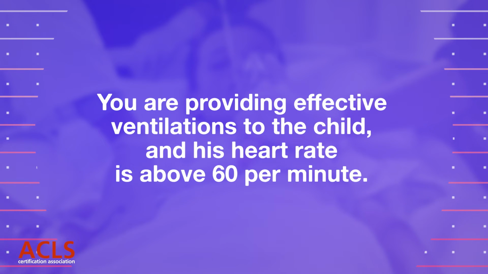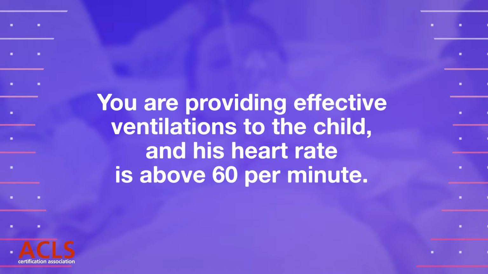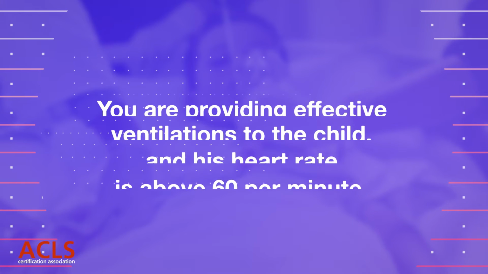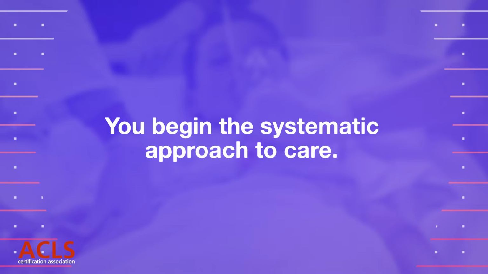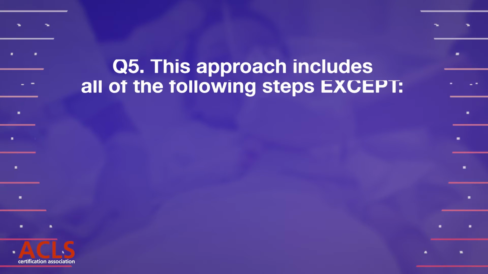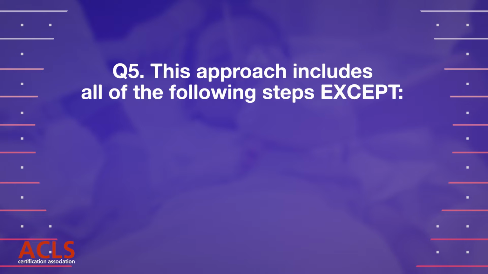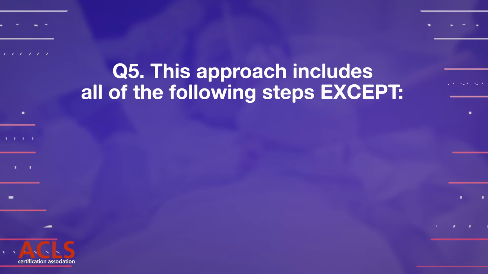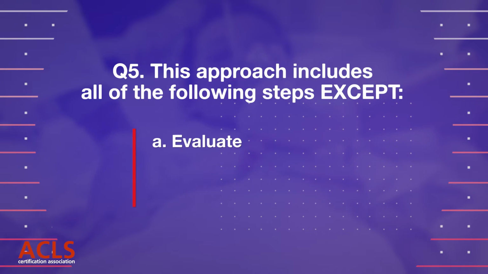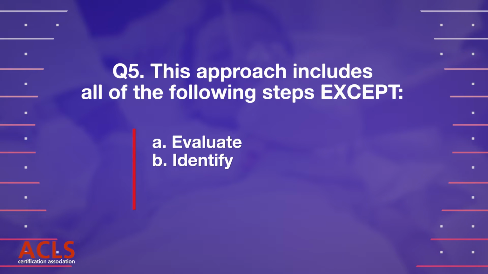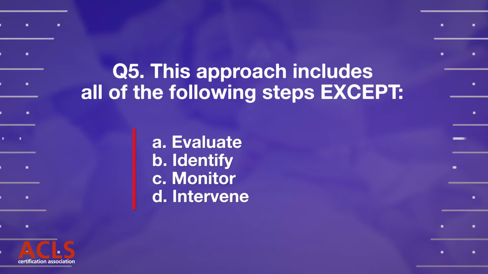You are providing effective ventilations to the child, and his heart rate is above 60 per minute. You begin the systematic approach to care. 5. This approach includes all of the following steps except A. Evaluate. B. Identify. C. Monitor. D. Intervene.